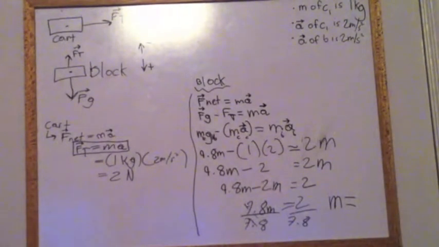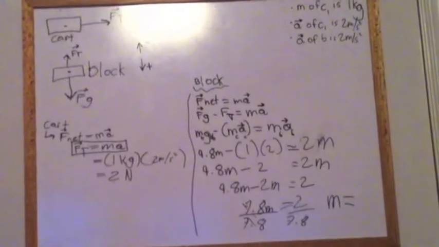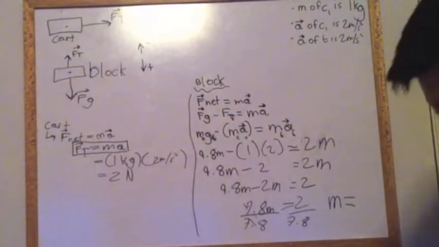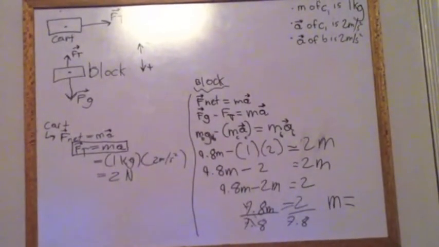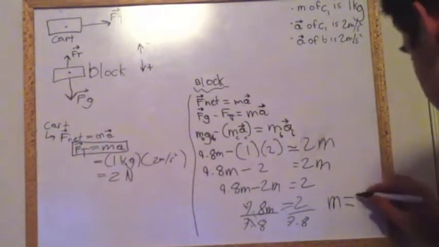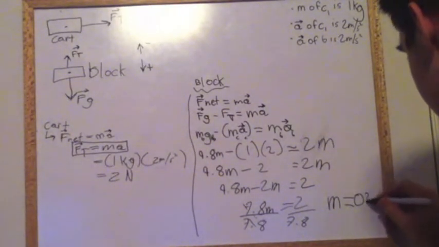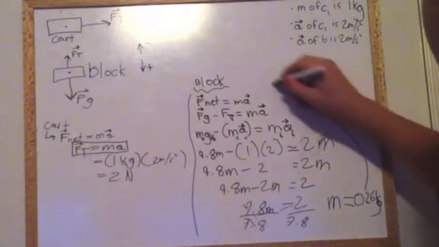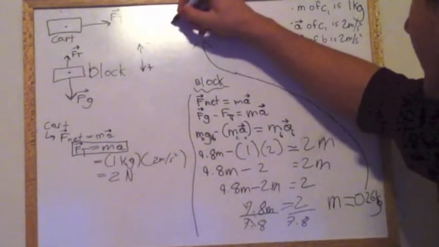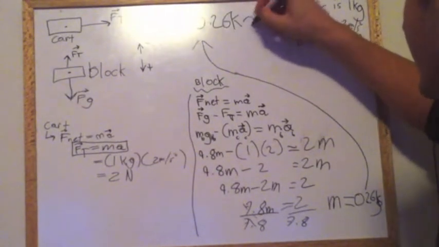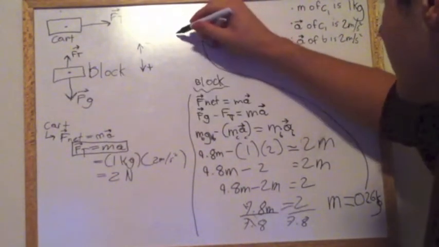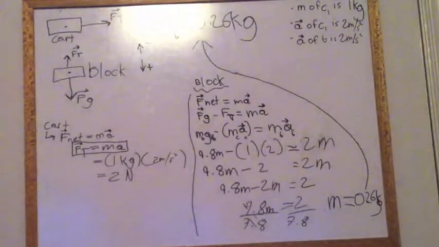I wish I had a calculator with me right now. There's one. So 2 divided by 7.8 is 0.26, which, good for us, is the correct answer. M equals 0.26 kilograms, and I'll make a note that that's for the block, m B. So that's how you do question 1 on page 3 of the review sheet.